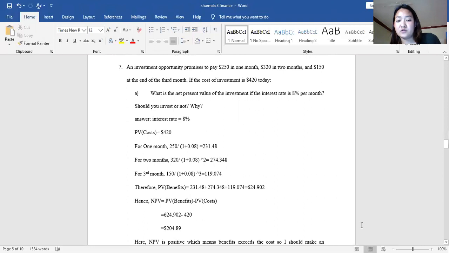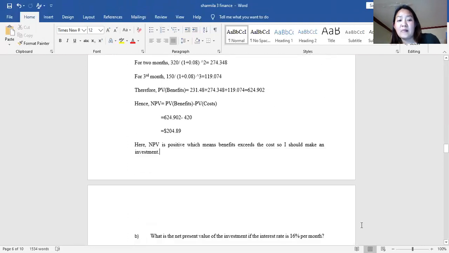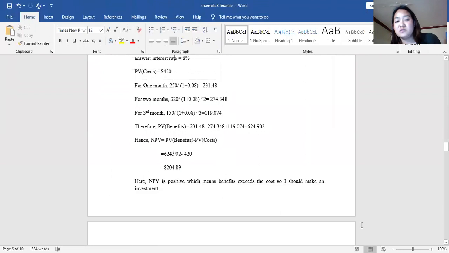Answer: interest rate is equal to 8%. Present value cost is $420. For 1 month, $250 divided by 1 plus 0.08 equals $231.48. For 2 months, 320 divided by 1 plus 0.08 to the compound power 2 equals $274.348. And for the third month, 150 divided by 1 plus 0.08 to the compound power 3 is equal to 119.074.